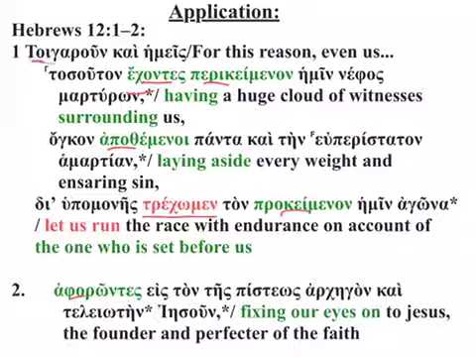So we have toigarun, kai hemes. You'll notice that it has the un right there. Sometimes it's translated as therefore. I just did for this reason, or for that reason, depending on context. For this reason, even us, or and us, also us, depends on how you want to translate the kai there. Kai is pretty flexible. But I did for this reason, even us, having a cloud, or so great, I just said a huge cloud of witnesses surrounding us. So you have two participles.